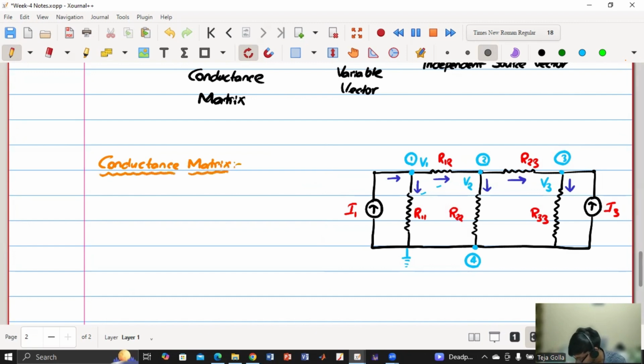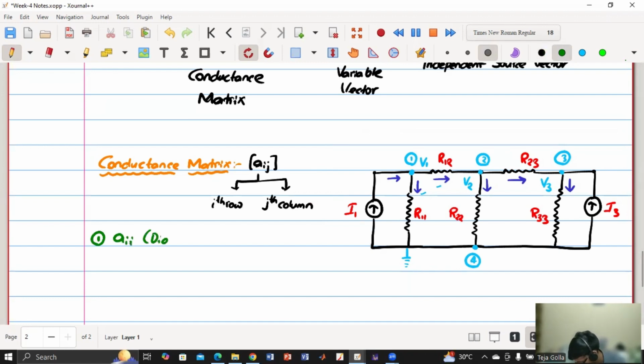So the conductance matrix is a matrix and each element can be considered as Aij, right? A11, A12, A23, A24, which is the ith row and jth column, which you might have already studied in your higher secondary maths. So it is like a generalized element of this matrix, ith row and jth column. So two things you have to remember. One thing is if it is Aii, which means the diagonal element.